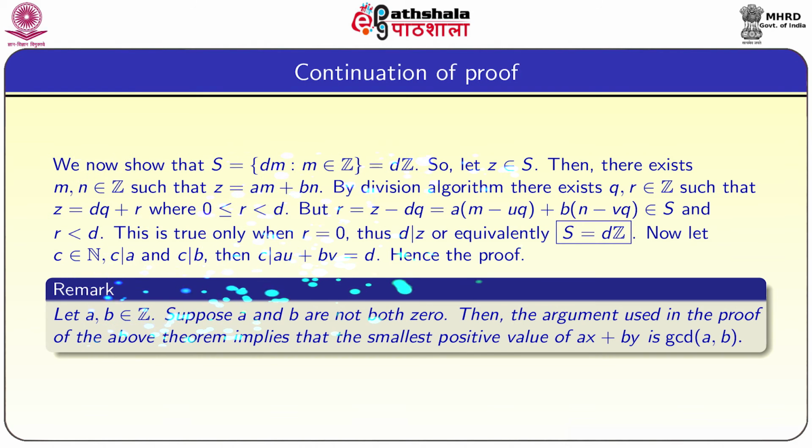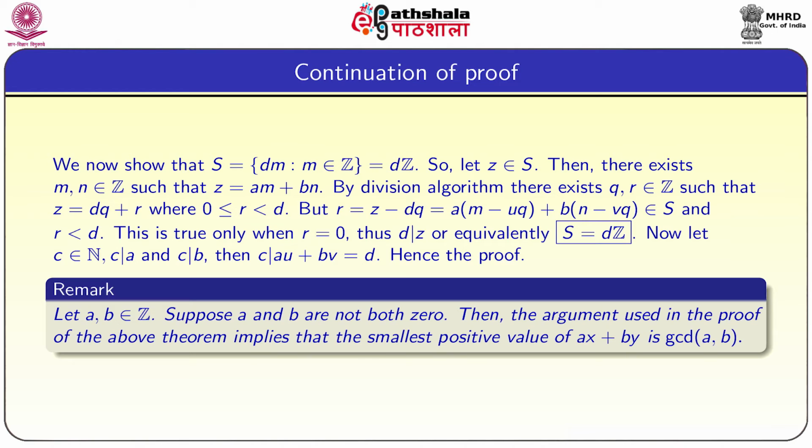For that, let us take C belongs to N, and C divides A and C divides B, that means C is a common divisor of A and B. Then automatically C divides Au + Bv, again by the integer linear combinations property. So, C divides Au + Bv, that is equal to D. So, C divides D. The other part is trivial, since D divides every element in the set S.